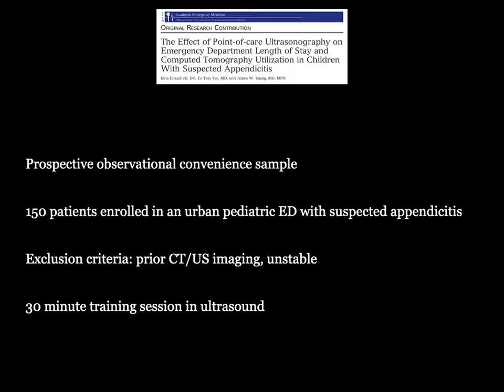This was a 30-minute training session, so a little bit more than the training session in the studies that we looked at for small bowel obstruction. And anybody could enroll, so you could have multiple different levels of providers from interns to attending physicians, but you had to attend the 30-minute training session prior to enrolling patients.